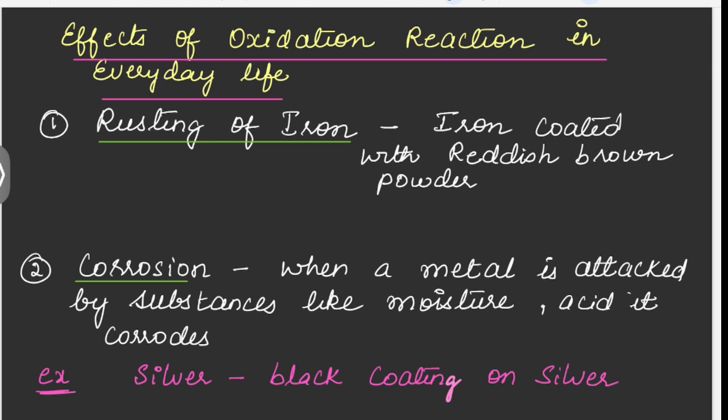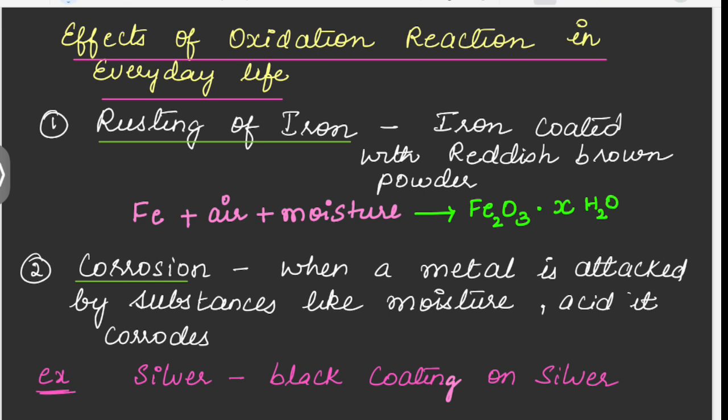So here exactly what happens. Chemically, iron is Fe. Iron will react with atmospheric air, so air is present, plus moisture. What is the meaning of moisture? Moisture means the water vapor which is present in the atmosphere. When all this combines together, you get ferric oxide, Fe2O3 into X times water. This is called hydrated ferric oxide.